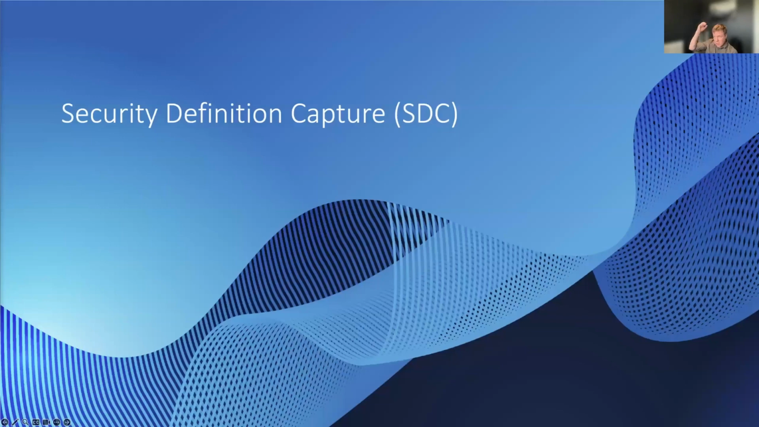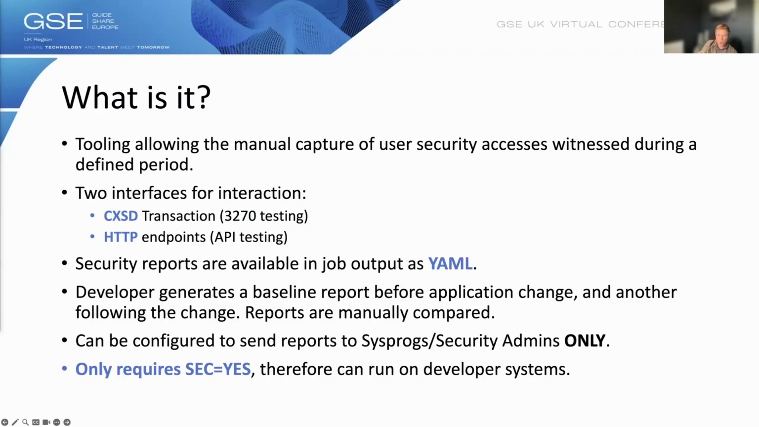So first one I'm going to look at is security definition capture. So what is it? This is tooling to allow the manual capture of security accesses witnessed during a user-defined period. So it's got two interfaces to switch it on. We've got a CXSD transaction for when you're running manual tests over 3270. And then we've got HTTP endpoints to turn on SDC for when you're running API testing. The output of that is YAML. So in your YAML, it will show you all of the security accesses used within the defined period of when SDC was switched on.